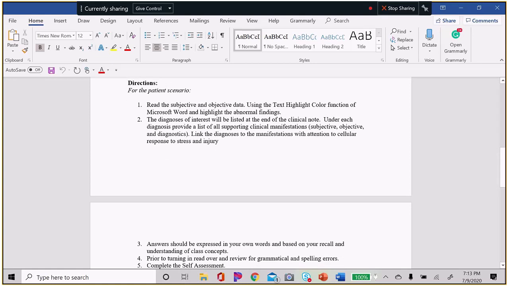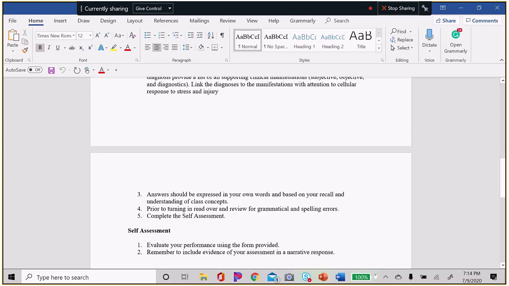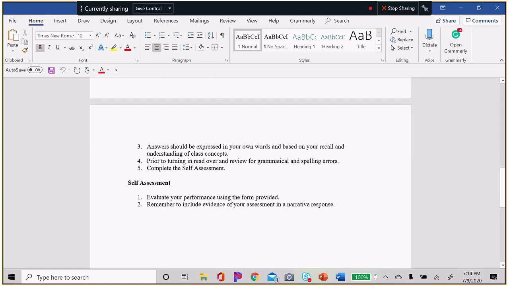And so these are the directions. You will read the subjective and objective data about this patient and use your text highlight color function to highlight everything that's abnormal. The diagnoses of interest will be listed at the end of the clinical note. So there are more diagnoses the patient carries than you have to explain. And under each diagnosis, provide a list of all supporting clinical information, subjective, objective, and diagnostics, and then link those things with attention to cellular response to stress and injury. Obviously, the inflammatory process will come into play.